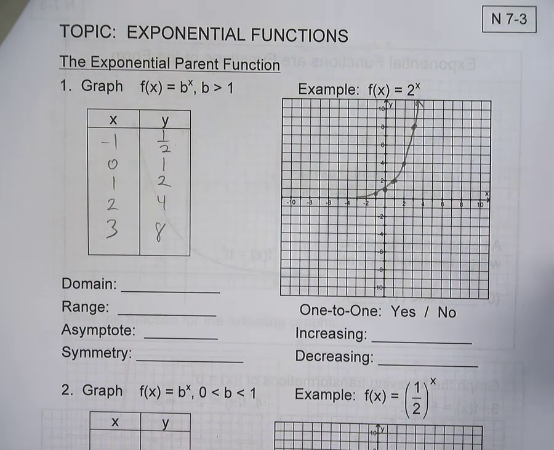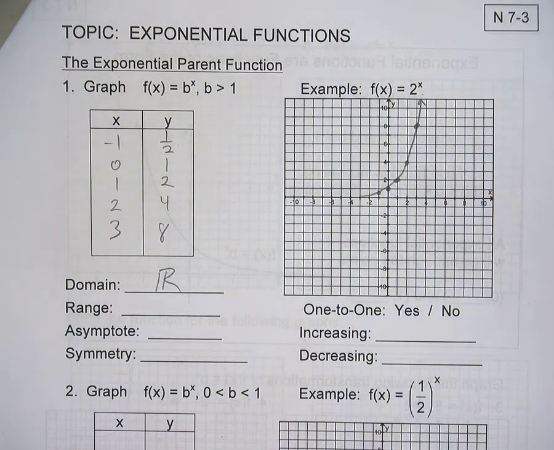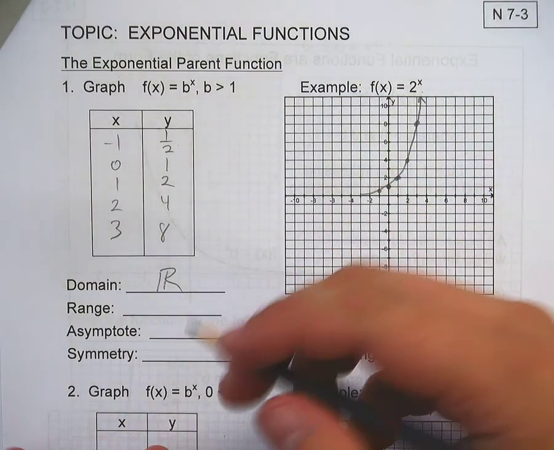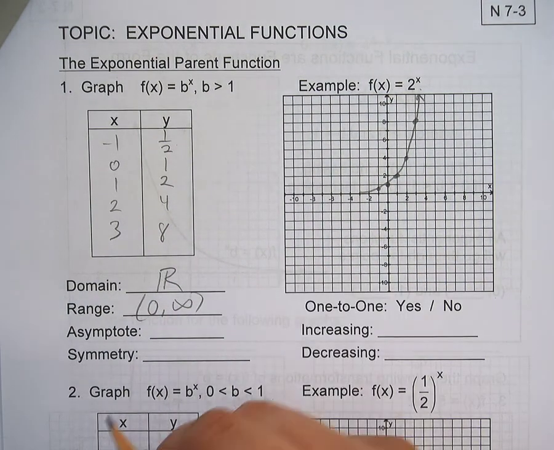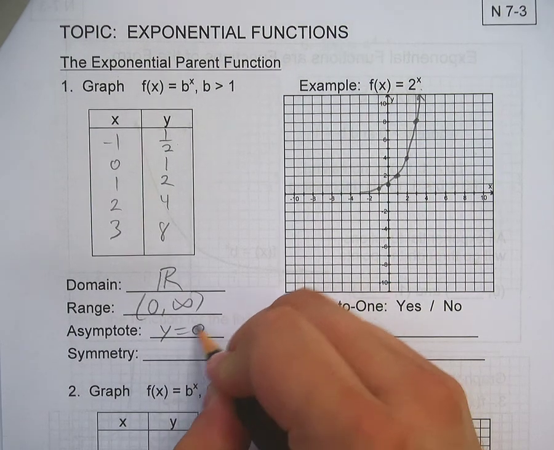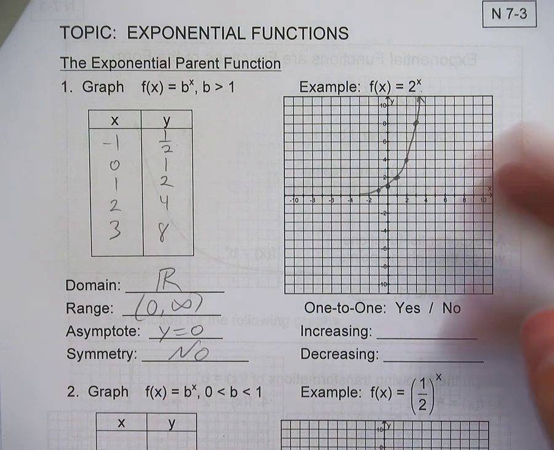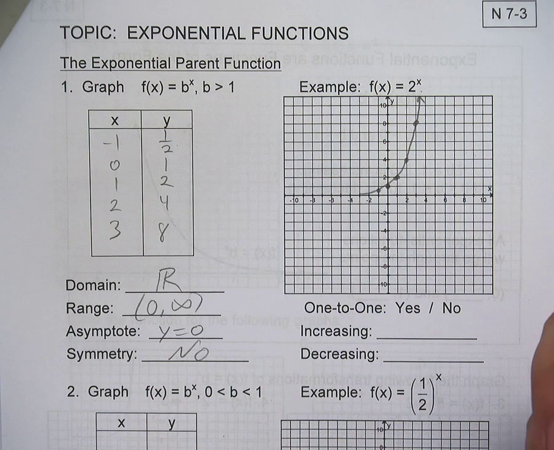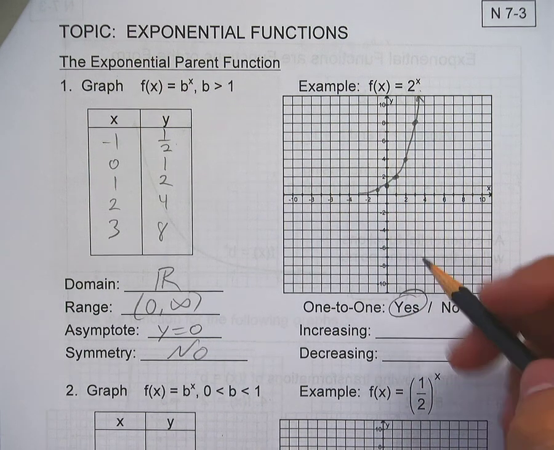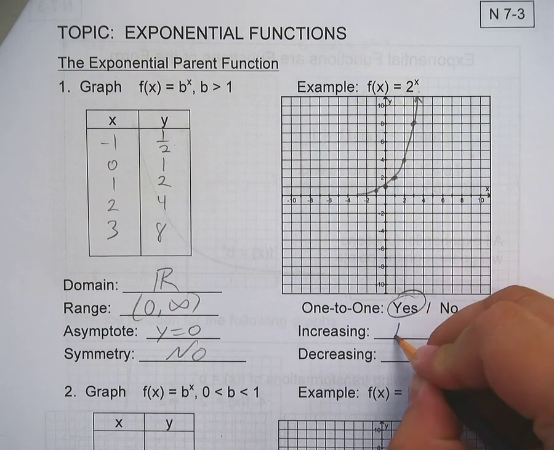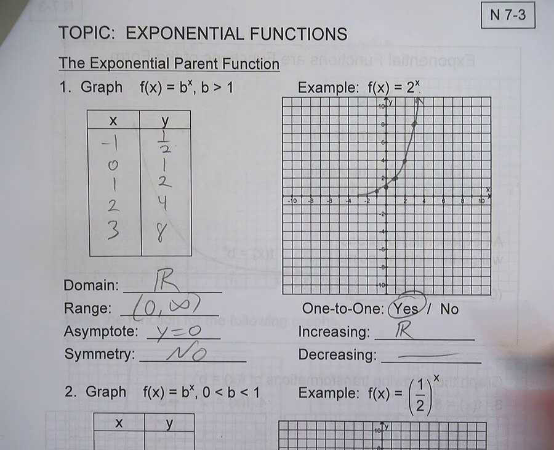So really quickly here, domain is obviously all real numbers. You can plug any number you want in for x, it's fine. Range is from 0 to infinity, not touching either one. You do have a y-asymptote of y equals 0. There's no symmetry anywhere here. It's not a y-axis reflection or an origin reflection. It is 1 to 1. There's 1 x for every y. It's increasing for all real numbers, and it's never decreasing.